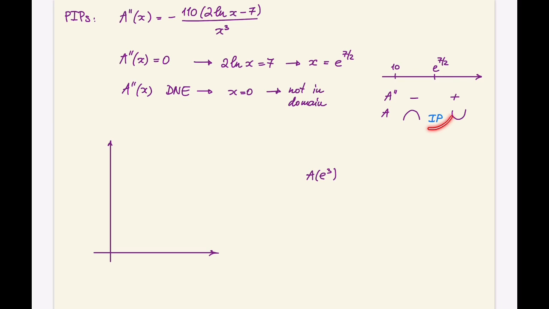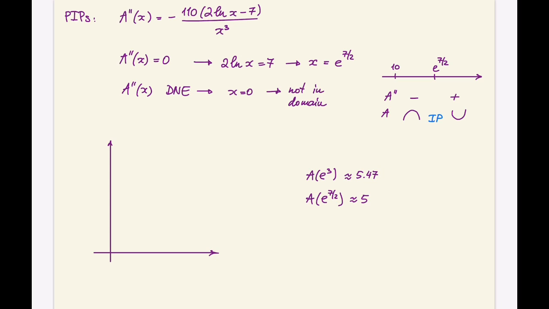And here my inflection point is e to the power 7/2, and so it might be useful to find out, again, how high on the graph that actually is. So for e cubed, I have approximately 5.47, and for my inflection point, I have approximately 5.